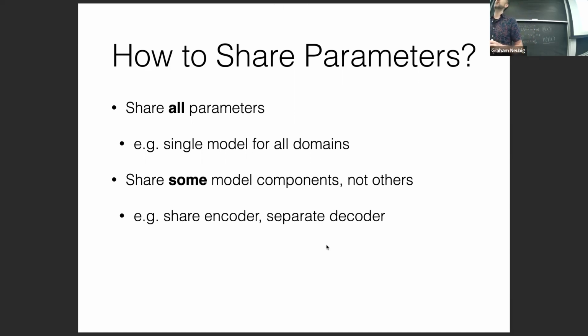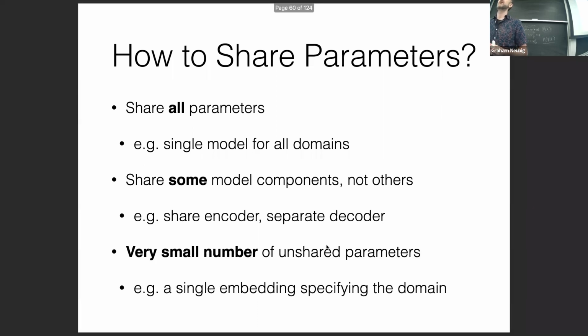Another thing you can do is share some model components, but not others. One example of this would be if you share an encoder, but have a separate decoder. This is better because it gives you more parameters, which allows you to be more flexible in some ways. But it also causes you to have more parameters, and those parameters might not be learned well on the very low resource languages. Sorry, domains or languages.